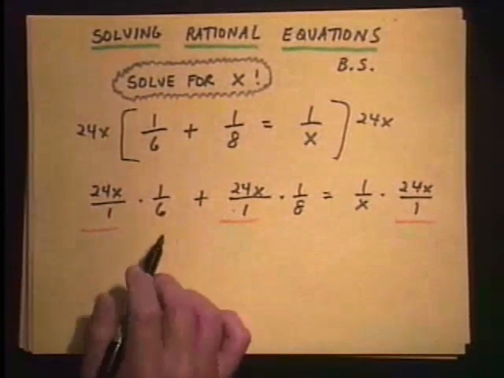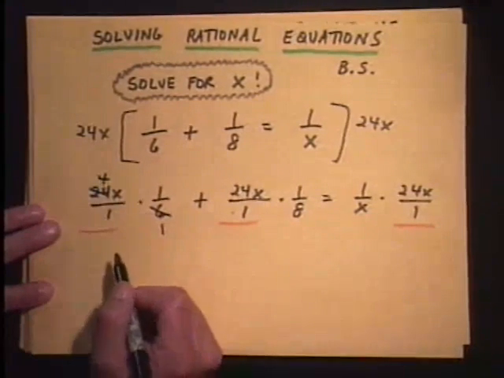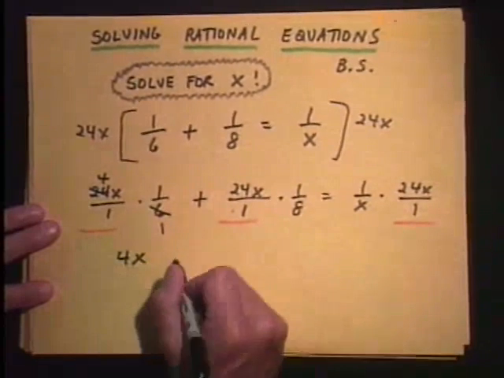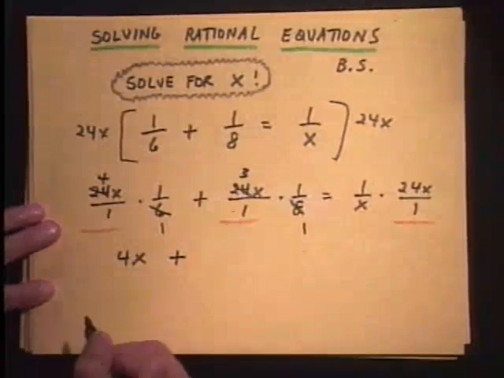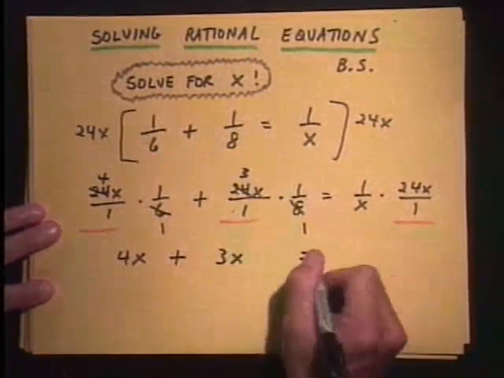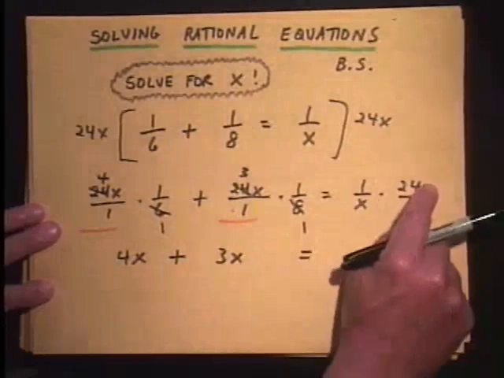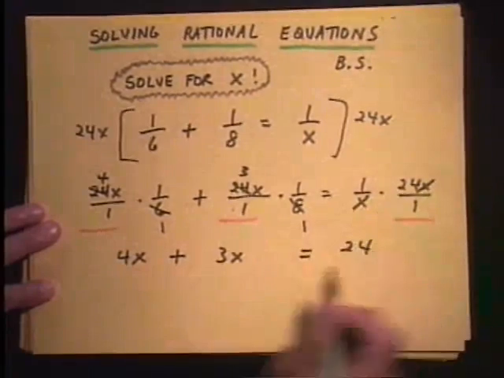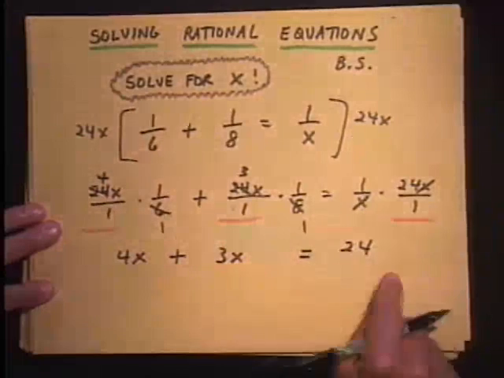All right, so cross-canceling now, 6 goes into 6 once, into 24 4 times, and we end up with 4x times 1, 4x. Plus 8 goes into itself once, into 24 3 times, and we're left with 3x times 1, or 3x, equals over here what chops out? Well, the x in the bottom with the x in the top, anything divided by itself equals 1, and we're left with 24. So multiplying through by that LCD wiped out the fractions.